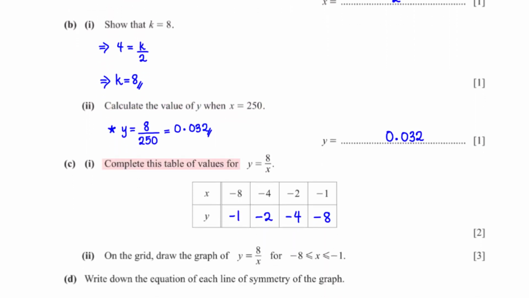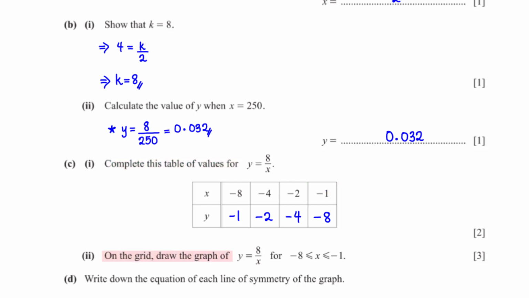Complete this table of values for y equals 8 over x. When we plug in x equals -8 into y equals 8 over x, we get y equals -1. For x equals -4, we have y equals -2. For x equals -2, we have y equals -4. And for x equals -1, we have y equals -8.